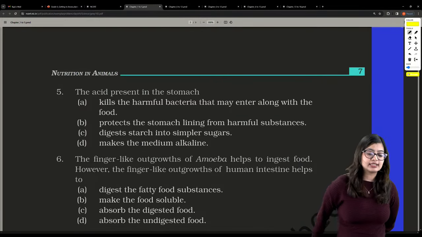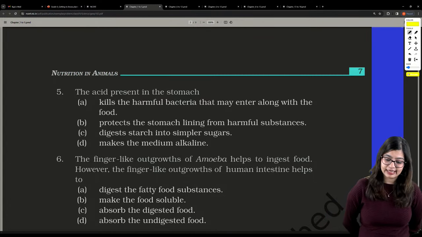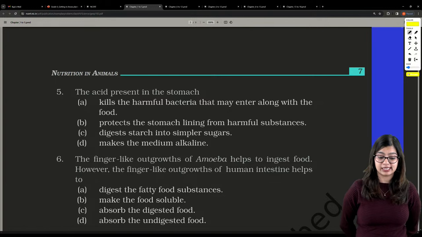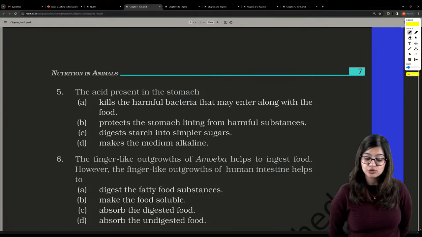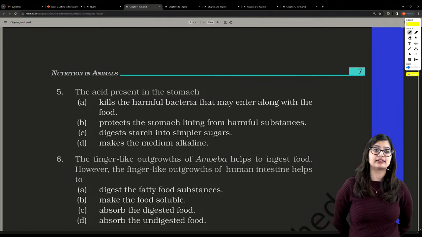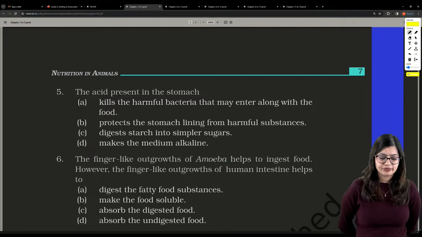That is a contraction and relaxation of the wall of the food pipe. Next up, the stomach acid that is present in our stomach kills harmful bacteria that may enter along with the food, protects the stomach lining from harmful substances, digests starch into simpler sugars, makes the medium alkaline. What is the answer? Jaldi, jaldi, jaldi. Yes, you've got this. Very good.